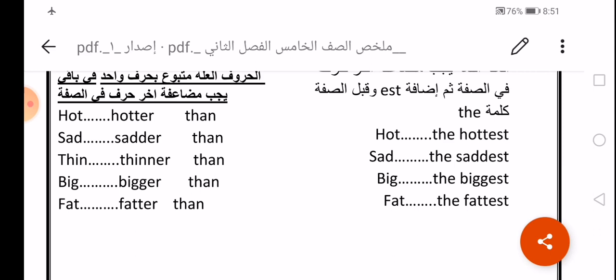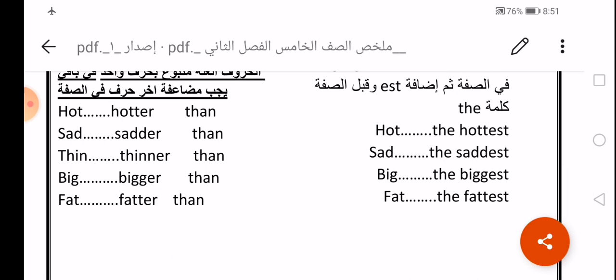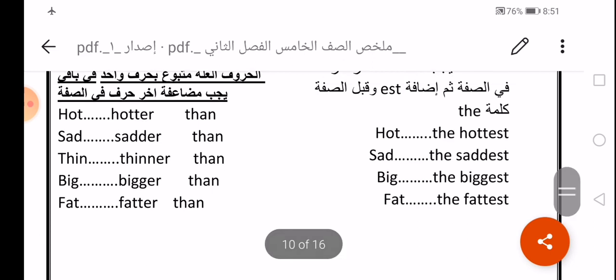When do we use hotter, sadder, thinner, bigger, and fatter? If there are two things or two people. We have Nakhal is hotter than, for example, Barka. Ahmed is sadder than Ali. Mustafa is thinner than Ibrahim. Fatima is bigger than Muna. Salma is fatter than Alia. We use hotter, sadder, thinner, bigger, fatter if there are two.